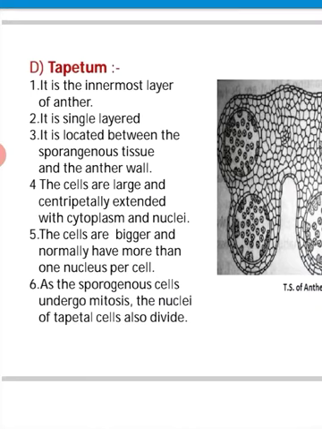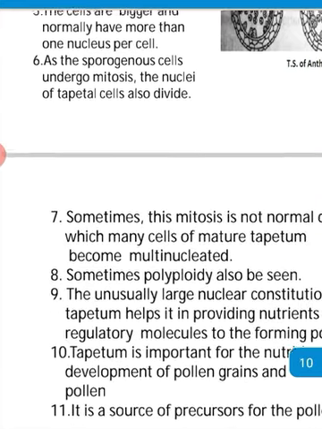Then next is the tapetum. The tapetum is the innermost layer of the anther. It is single layered. It is located between the sporogenous tissue and the anther wall. The cells are large and centripetally extended with dense cytoplasm and nuclei. The cells are bigger and normally have more than one nucleus per cell. As the sporogenous cells undergo mitosis, the nuclei of the tapetal cells also divide.